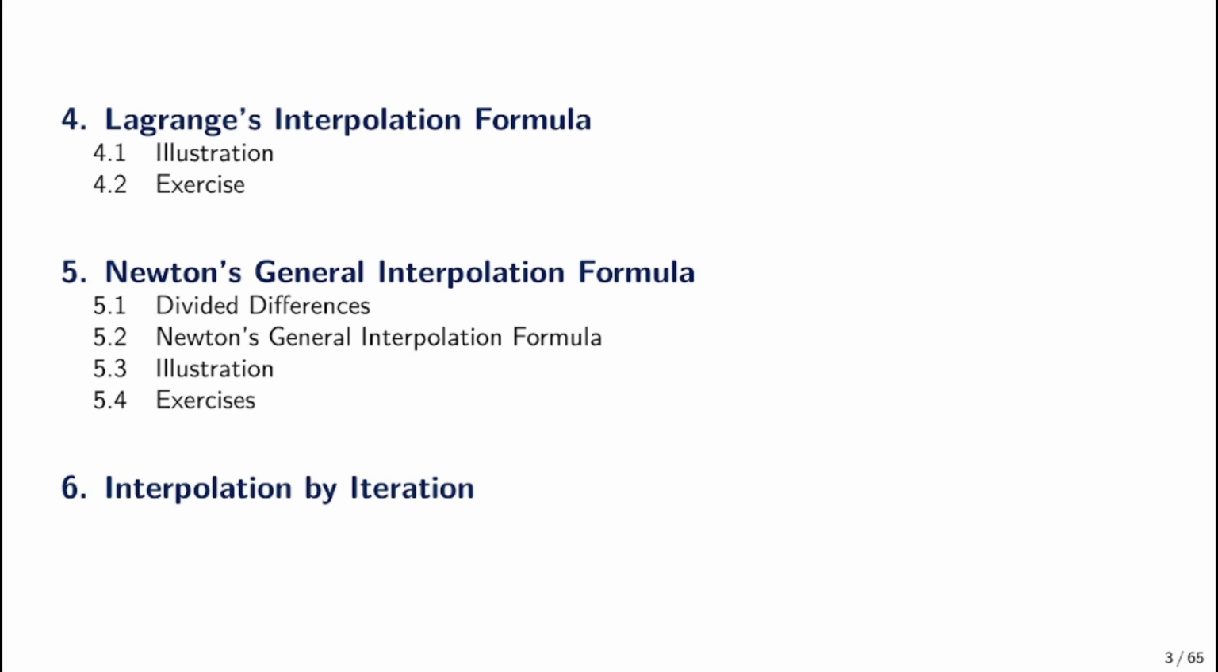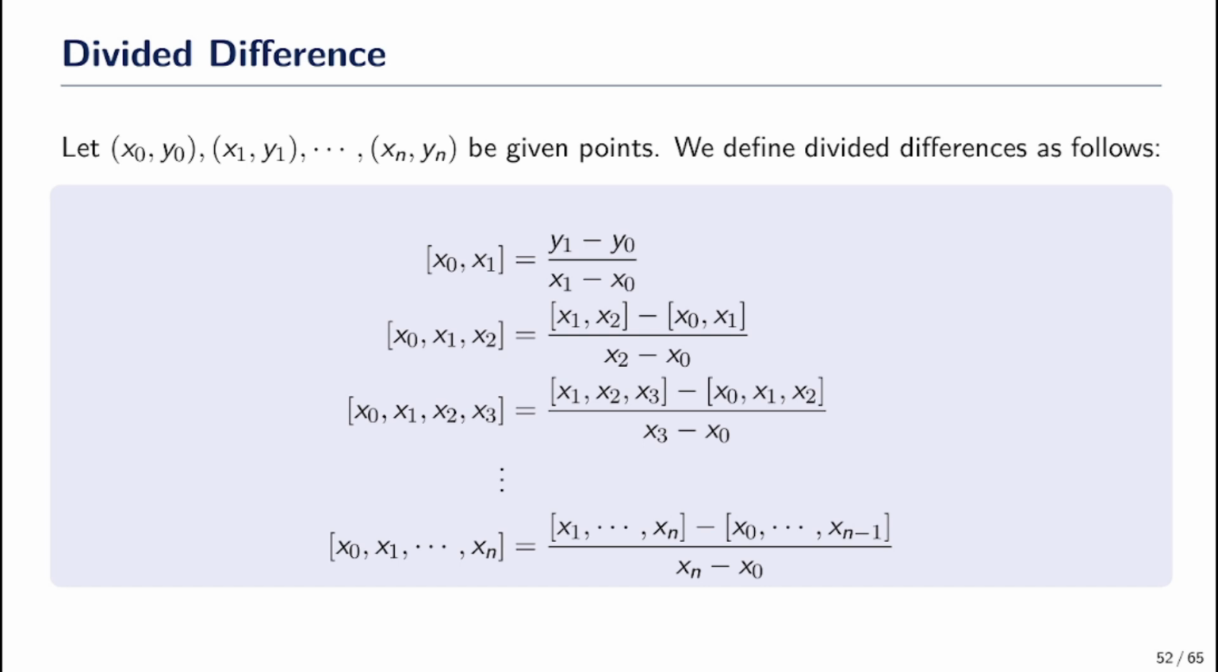Here we provide another formula called Newton's general interpolation formula, which is defined using divided differences. So we will begin with what divided differences are and how to calculate them. Let x0, y0, x1, y1 up to xn, yn be given points. We define the divided differences as follows.